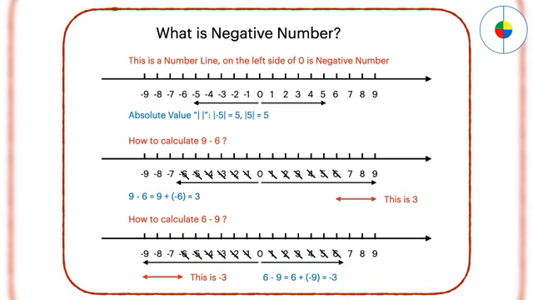But how about 6 minus 9? It can also be considered as the sum of 6 and negative 9. Since negative 9 has greater absolute value than 6, the result is a negative number. From the number line, you can easily see the result is negative 3.